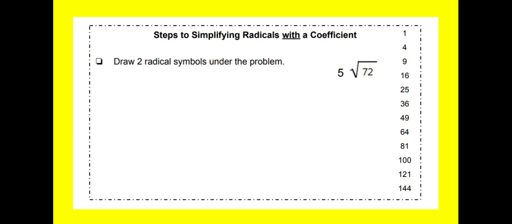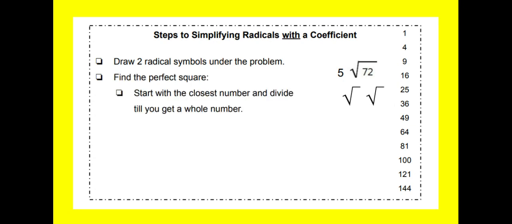Step one, we want to remember to draw those two radical symbols to help us not forget that we need to simplify them. The next thing is you're going to find the perfect square that goes into 72, and you're going to divide backwards till you get there. So we start with 64, and we're going to go up the ladder. 64 doesn't go into 72. Then we try 49, which that doesn't, but 36 does. So once we figured that out, 72 divided by 36 is 2.